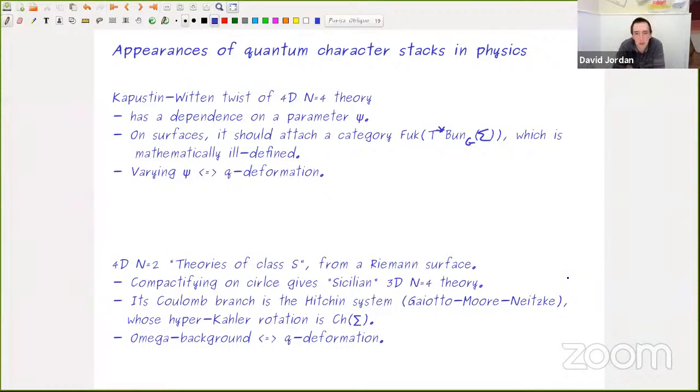So the Kapustin-Witten twist of 4D N=4 theory. In this very important paper, they identified that geometric Langlands, the right way to study it as a field theory, is using this particular twist of N=4 theory. And this comes with a dependence on the parameter psi in their work. So psi is just a complex parameter. And they tell us that on surfaces, what we should be attaching is roughly the Fukaya category of the cotangent bundle of Bun_G. So this is sometimes called the Hitchin moduli space.